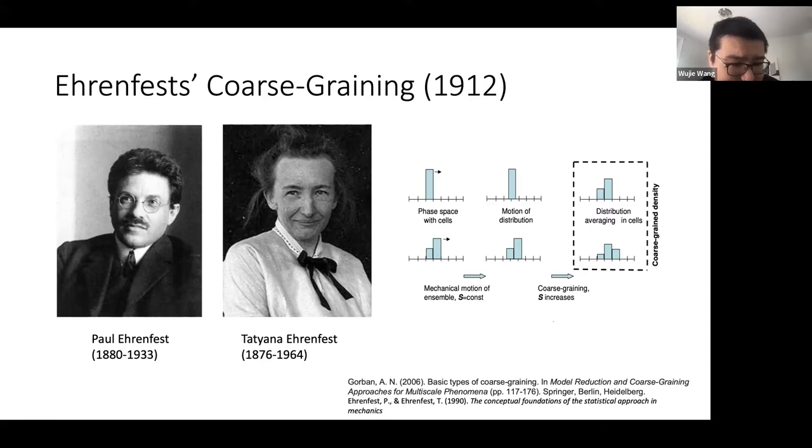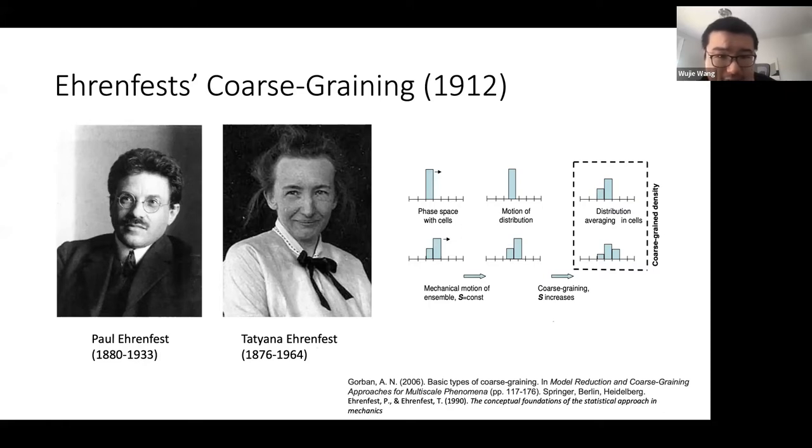As a side fact, Paul Ehrenfest committed suicide just like Boltzmann. He committed suicide in 1933. So maybe the takeaway is, don't work in statistical mechanics, so that it will not drive you crazy.